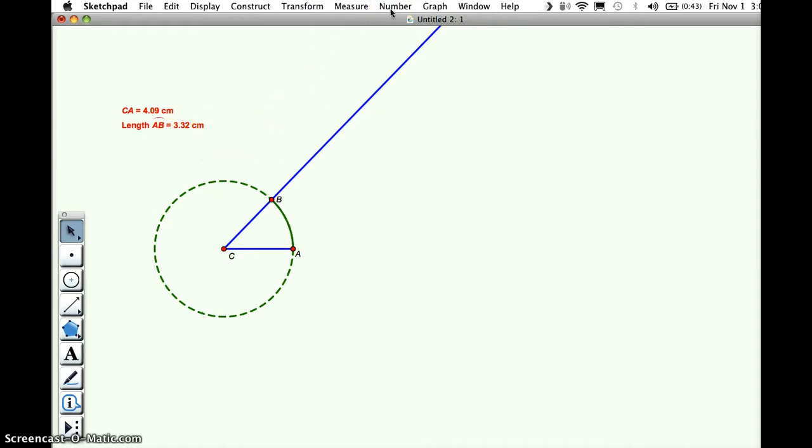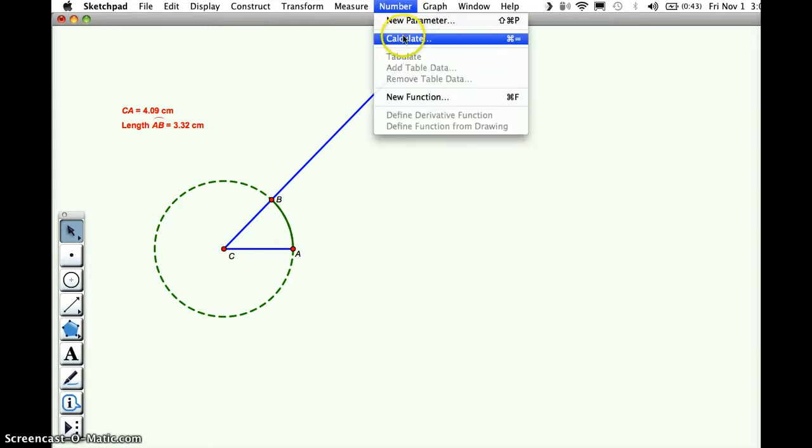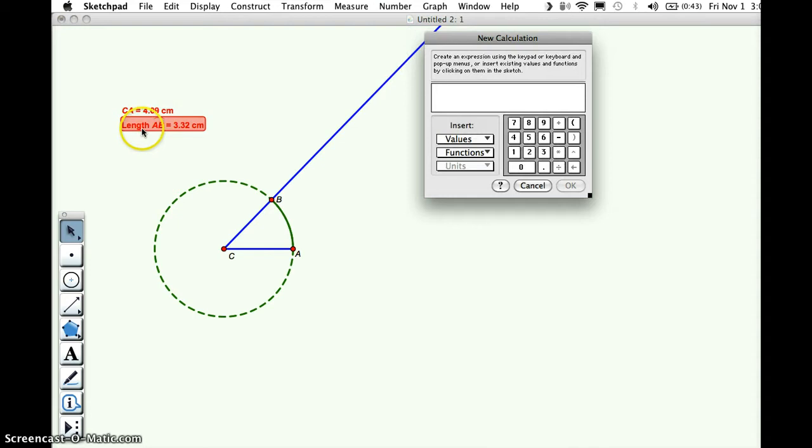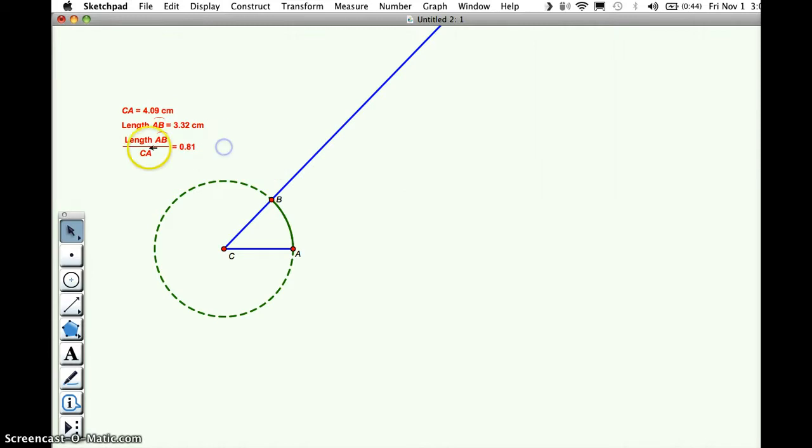To find the measure of the angle that is created from the two lines, we need to divide the arc length by the radius. So go to Number, Calculate, and click on the measure of the arc length, then click the division symbol, and now click the measure of the radius. Now we have what the angle measure is in radians.